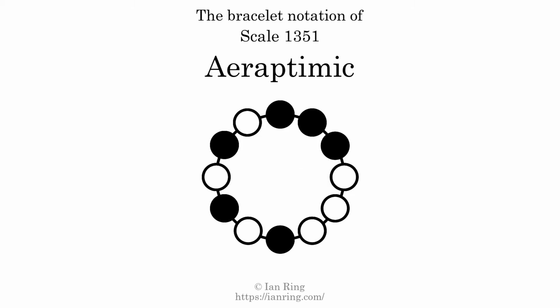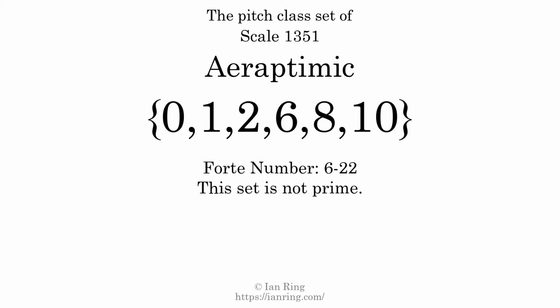This is a bracelet notation diagram of scale 1351. The shaded circles represent tones that appear in the scale, and they are read clockwise, starting at the top. The pitch class set for this scale is 0, 1, 2, 6, 8, 10. The forte class is 6-22. This set is not prime.